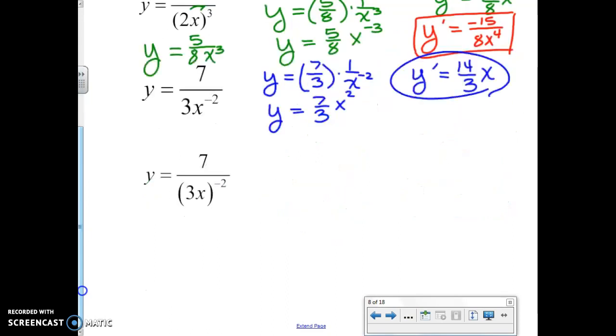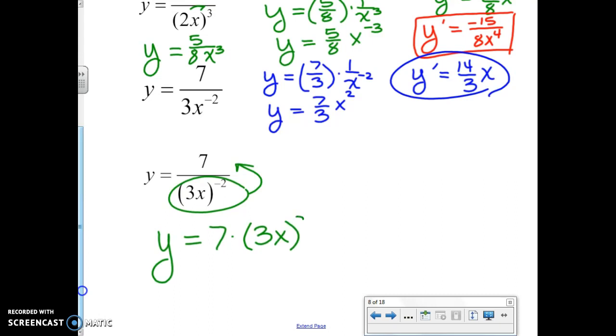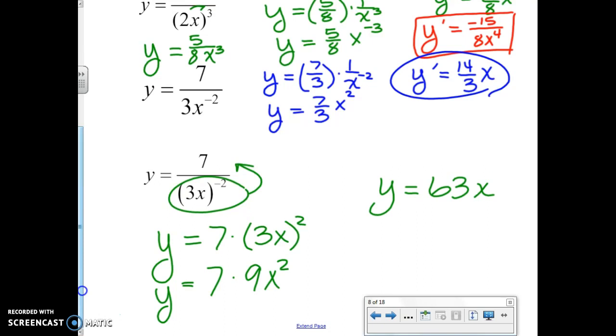Then the bottom one here, I'm going to move that whole thing up before I even begin. So this is going to be y equals 7 times 3x squared, and then that'll be 7 times 9x squared, or y equals, sorry, I just hit the microphone there if you heard that, 63x squared. And so the derivative, 63 times 2 is 126x.